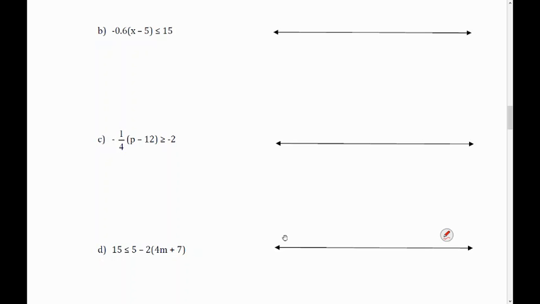Letter B, we want to distribute each term. Okay, negative 0.6x plus 3, because negative 0.6 times negative 5 becomes positive 3, which is less than or equal to 15. We have no like terms this time, so we're ready to go ahead and start solving. So we subtract 3, which gives us negative 0.6x, which is less than or equal to 12. We divide by negative 0.6.